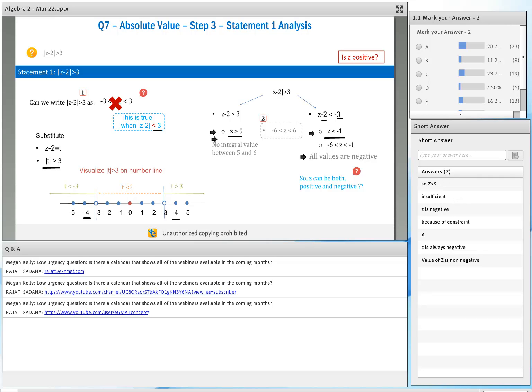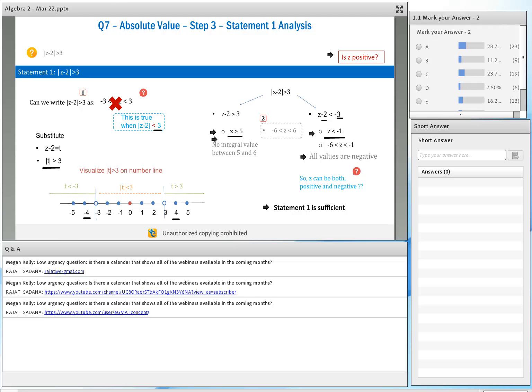So when you look at the question which we had to answer, is Z positive? We can be 100% certain that Z is not positive. So the value of Z is negative, only negative, not non-negative, only negative. Why? Because Z is less than -1. Okay, so statement 1 is sufficient.